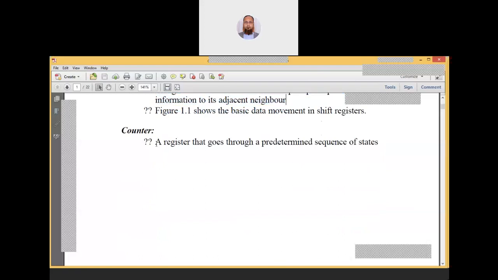So what are counters? Normally, counters are registers that go through a predetermined sequence of states. Counters are also shift registers, but their states are predetermined. If it is an up counter, it will count serially, and if it is a down counter, it will count down from the present number to the lowest number. So the counters have predetermined states.